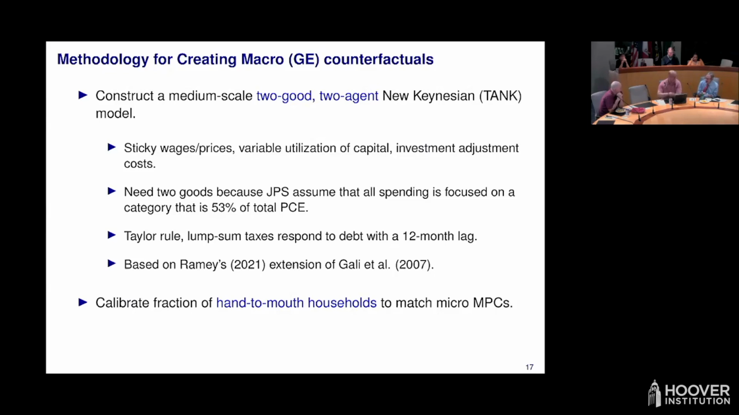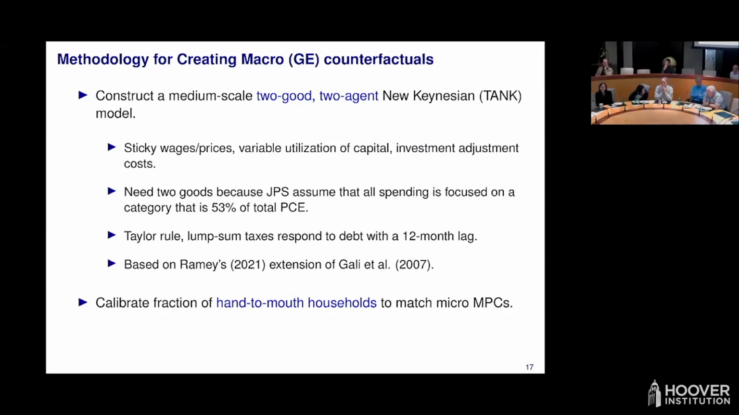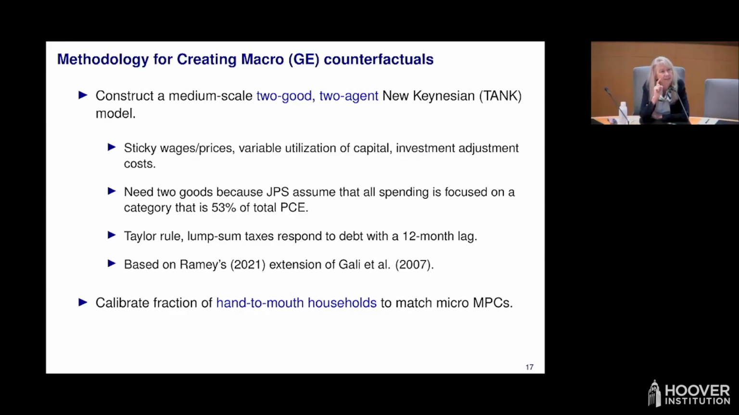The government collects those lump sum taxes at that time. I'll be dead and other people are gonna pay them. That's fine.